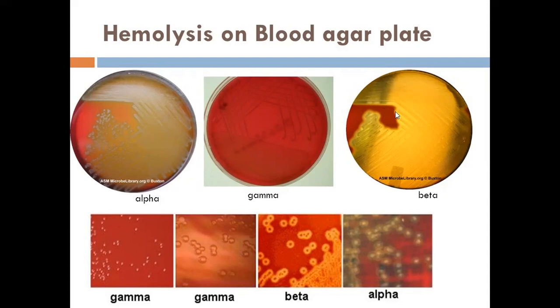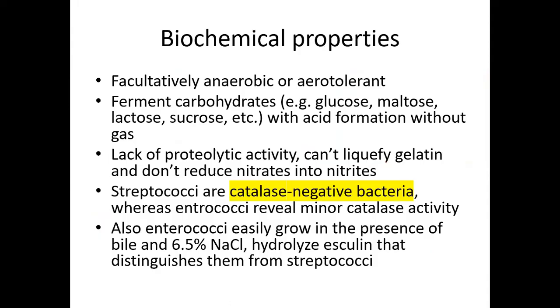Beta hemolysis is with full destruction of erythrocytes. You can see that the agar became transparent and all blood is destroyed. This is beta hemolysis, and beta hemolysis is usual for Streptococcus pyogenes and Streptococcus agalactiae. And gamma hemolysis is the absence of hemolysis. Biochemical properties.